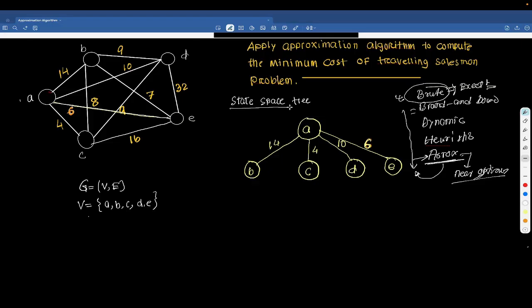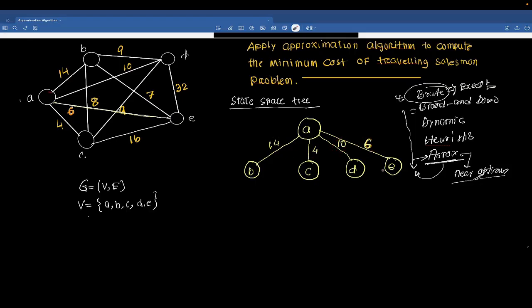We'll draw the state space tree. Let's say the salesman has started from city A. However, he can start from any of the cities available. So let's say he started from city A. Then from city A, he can go to city B, city C, D, and E. The cost of traveling from A to B is 14, that is taken from the graph. A to C is 4, A to D is 10, and A to E is 6.